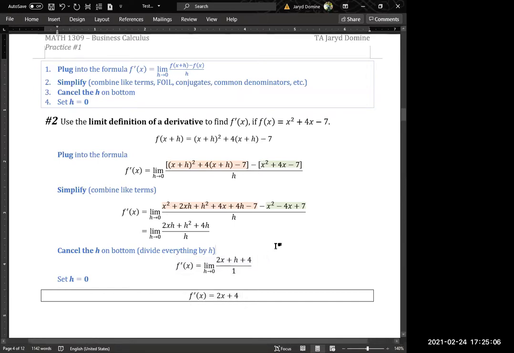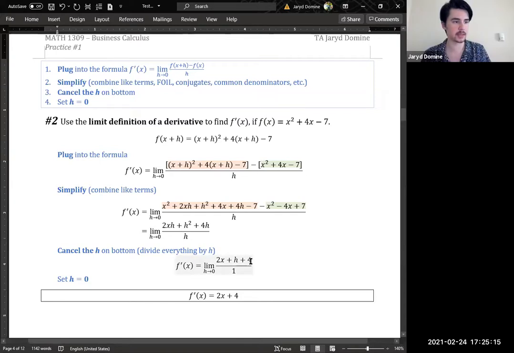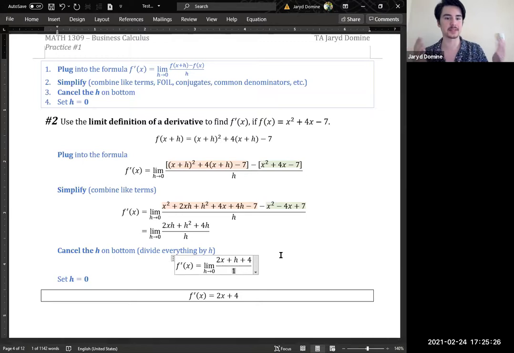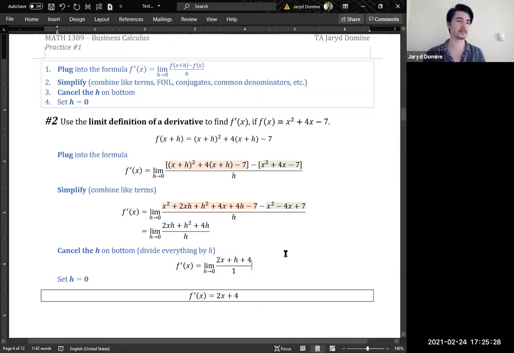Can the cancel the h on the bottom just be limit 2x plus h plus 4 and just leave the 1 out? Yeah, so those mean exactly the same thing. So dividing anything by 1, you can just forget that the 1 is there. It's the same as writing like 1x. 1x is the same as x. So yeah, they're identical.